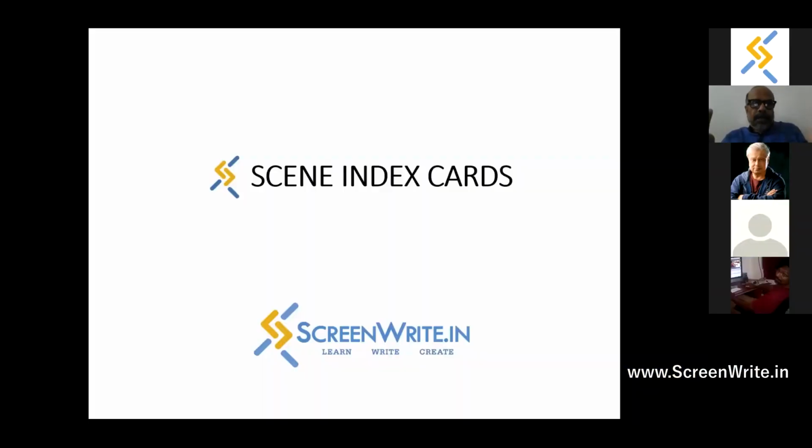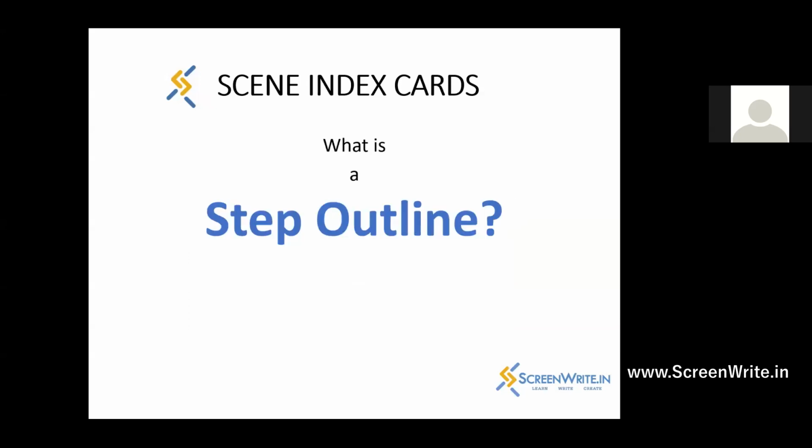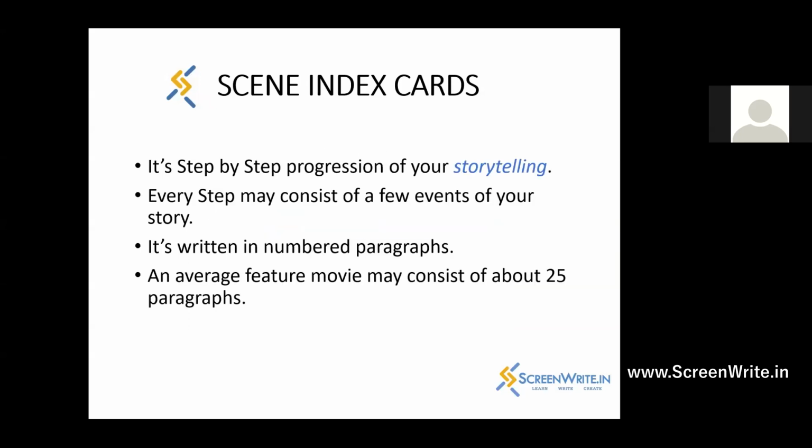So suppose we have a story, but in what form will that story be? The form of the story generally will be in a prose form. You need some kind of a map to plan things out before you commence the journey. The journey of what? Commencing the journey of telling the story. The next one: it is a step-by-step progression of your storytelling. Every step may consist of a few events of your story. This is what we generally do.